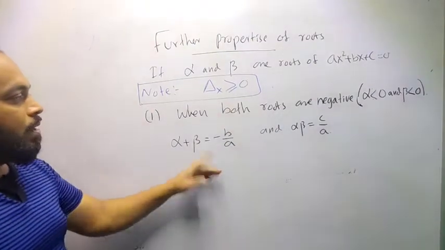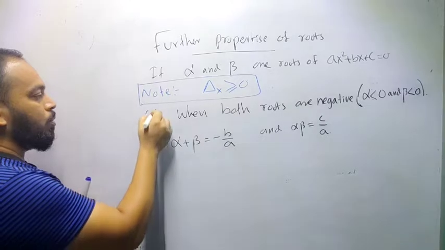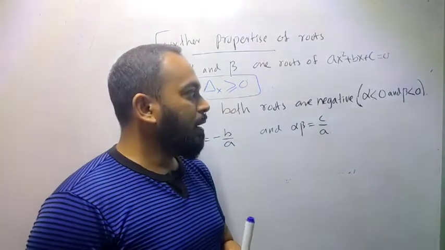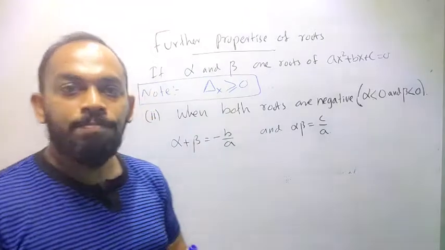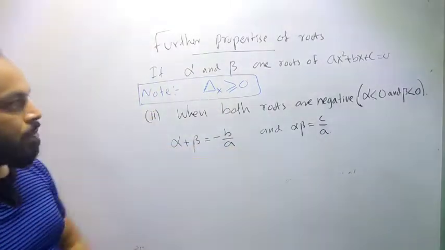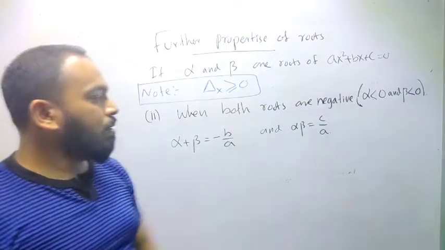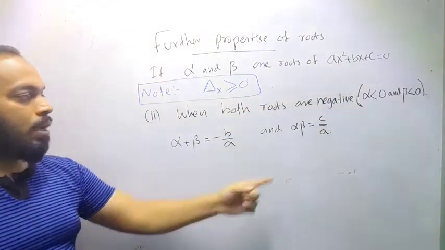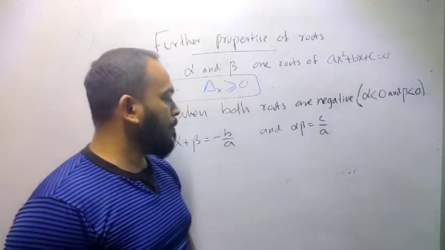So when both roots are negative, what does that mean? Alpha is negative and beta is negative. So these are the relationships we can obtain from this quadratic equation. The summation of the roots is minus b over a and the product is c over a.